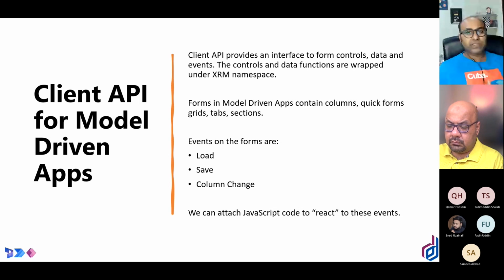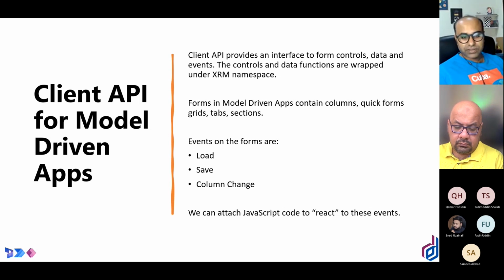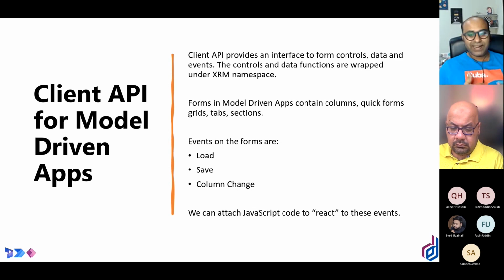Anything you want to run while the data is being saved, or when the user has hit the save button, you will do that on the save. So that's our second event. The third is the column change or the field change. As soon as a field value changes, we can fire a certain piece of JavaScript that will do a certain logic. So in other words, it's very simple. We can attach JavaScript code to react to these events. One of these will always trigger your code.